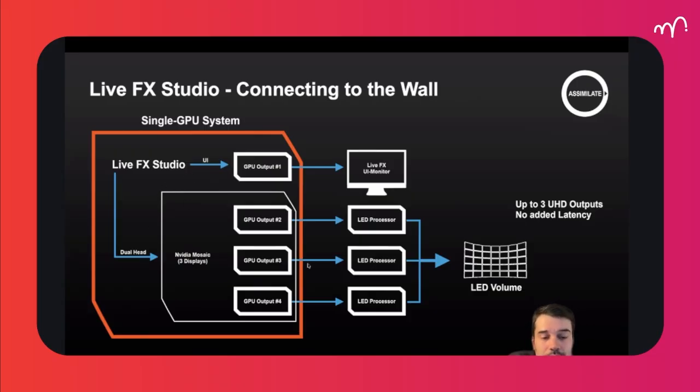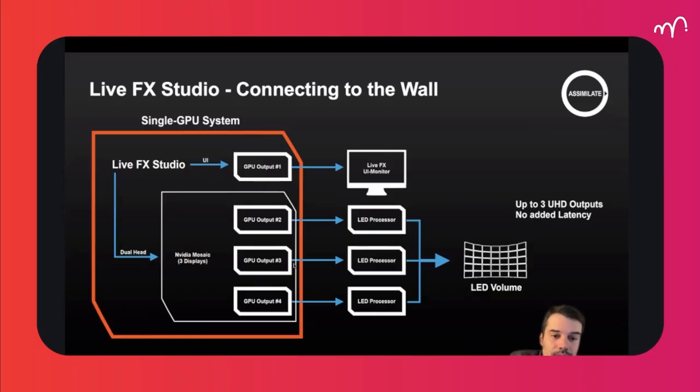in Live FX. However, your LED volume might require only just one LED processor, but the bigger it gets, the more LED processors it will need. And each LED processor typically takes in a feed via SDI, via DisplayPort, HDMI, etc., meaning an output from your graphics card. And a normal graphics card has four outputs. So one output is reserved for the UI monitor, obviously. And the other three you can use to drive up to three LED processors with a single GPU.